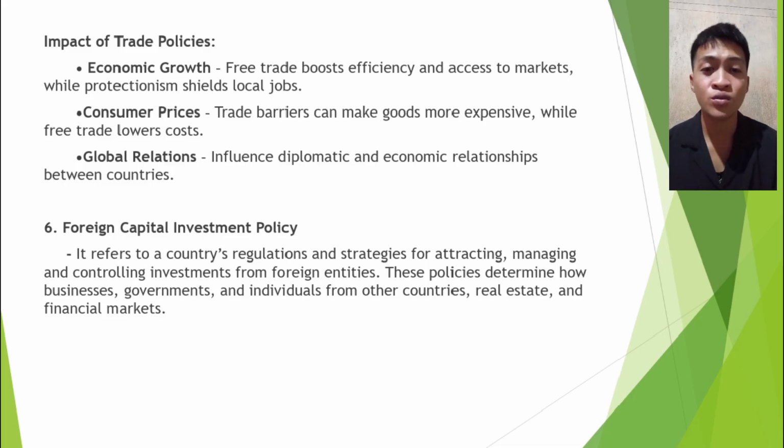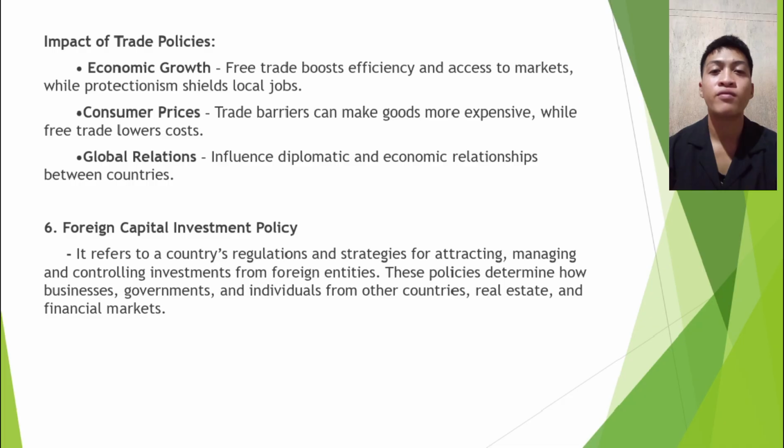This refers to a country's rules for attracting and managing money that comes from other countries. This policy decides how outside businesses, governments, and people can put money into local real estate or financial markets. Countries often try to attract this money with tax breaks to create jobs and grow their economy. For example, a foreign car company building a new factory in Vietnam or another country is an investment that brings jobs and tax money. Types of foreign investment.